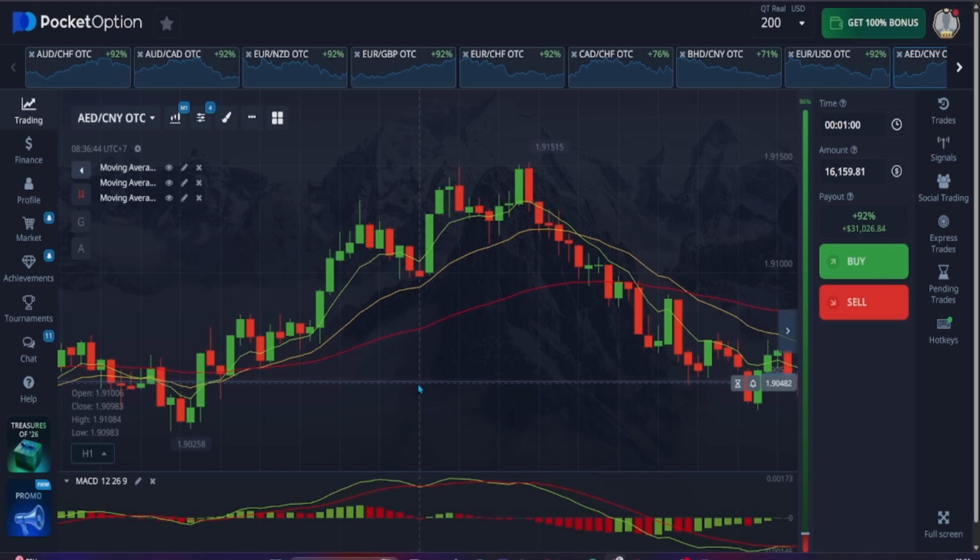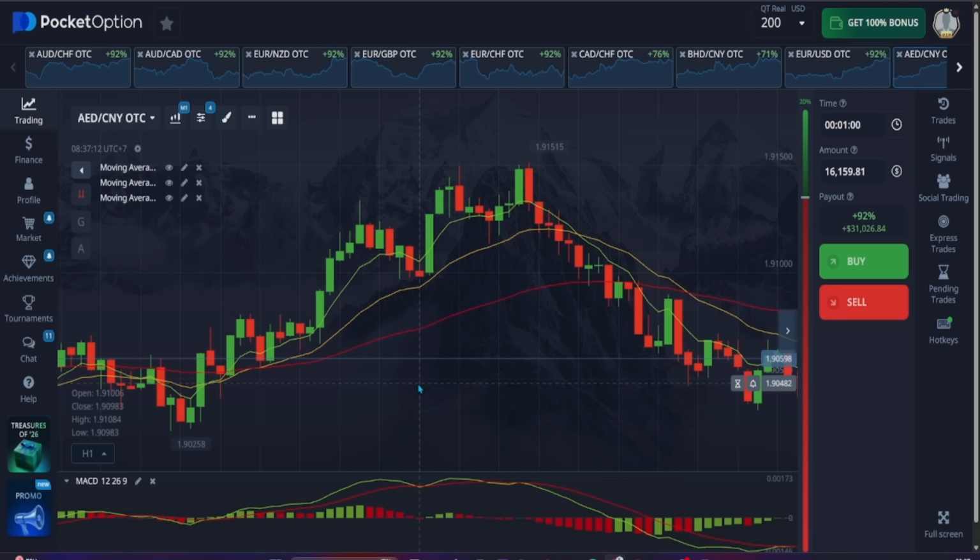We enter a buy position when the green MA 7 crosses above the yellow MA 20 and the MACD also crosses upward. The entry is taken at the next candle open after a valid signal. On the other hand, we enter a sell position when the green MA 7 crosses below the yellow MA 20 and the MACD also crosses downward.